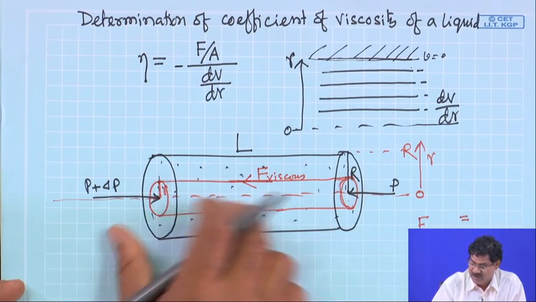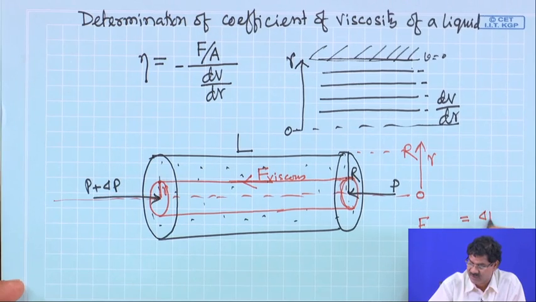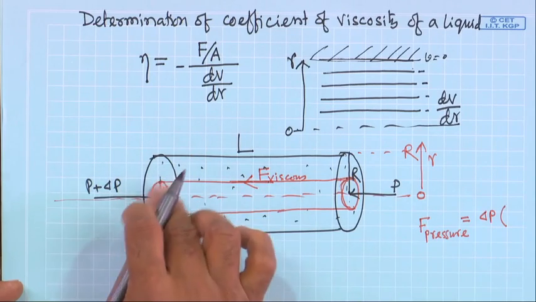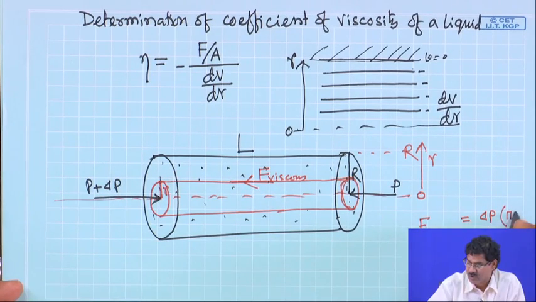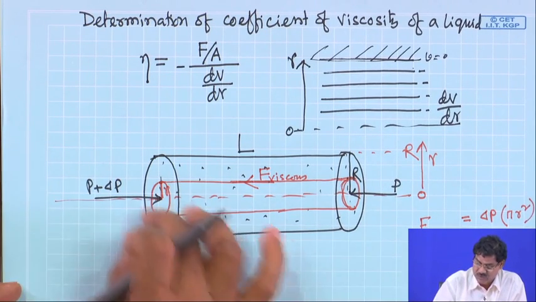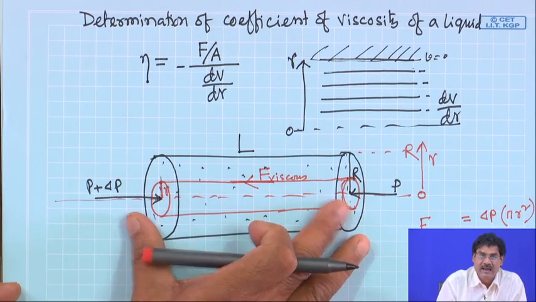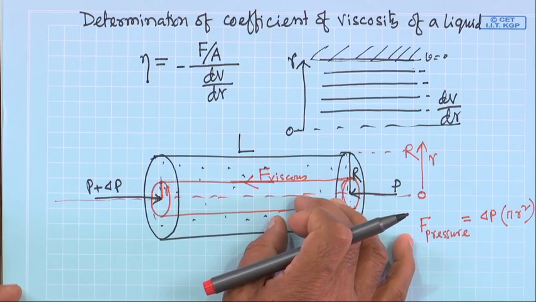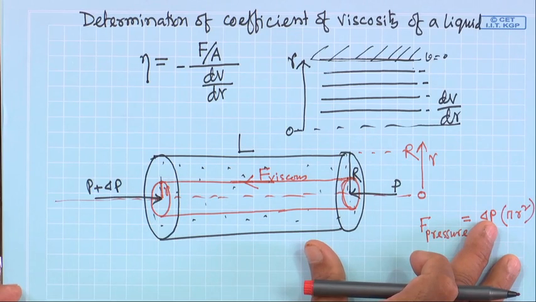So, what will be that force? This is basically delta P, the pressure, into the area. What is the area? Pi r square, pi small r square. This is the force acting on this liquid column due to this pressure difference delta P.